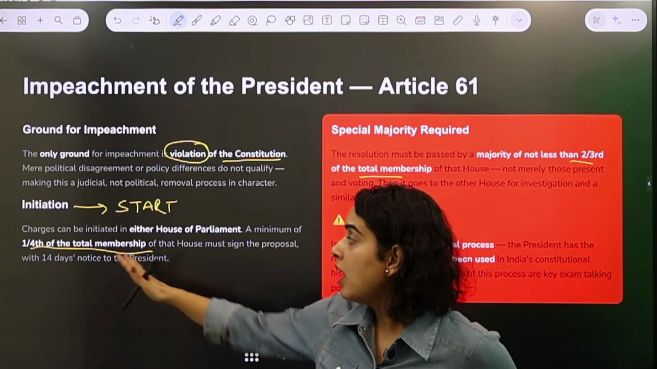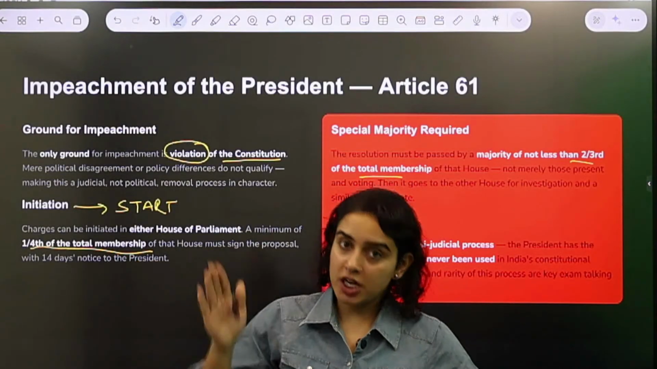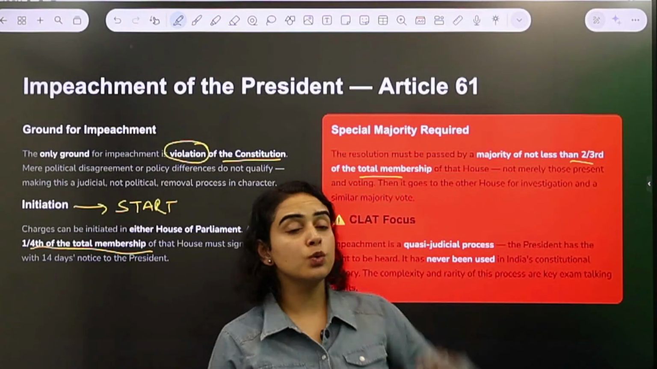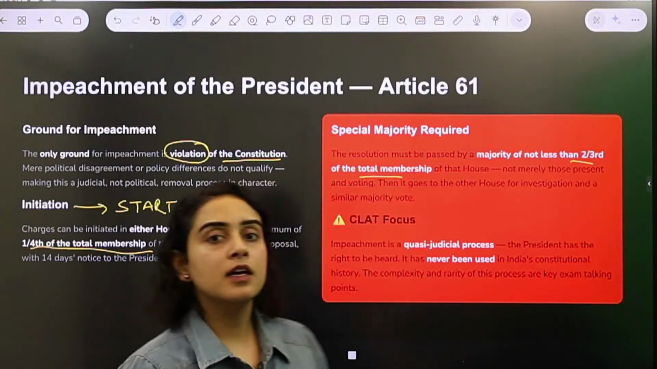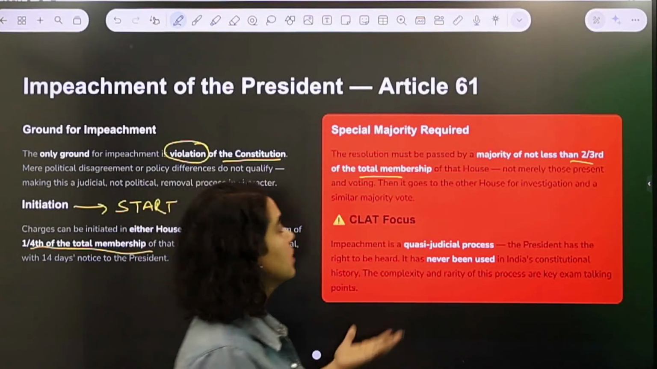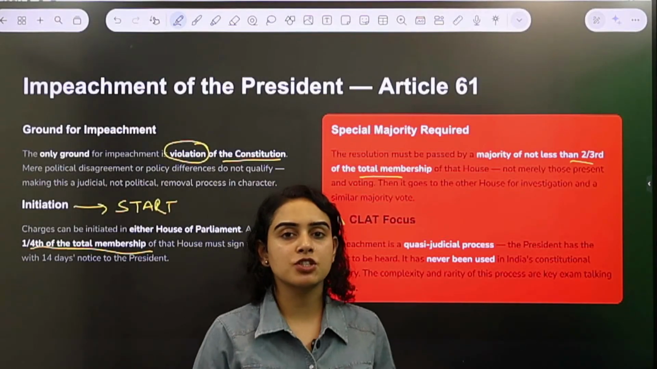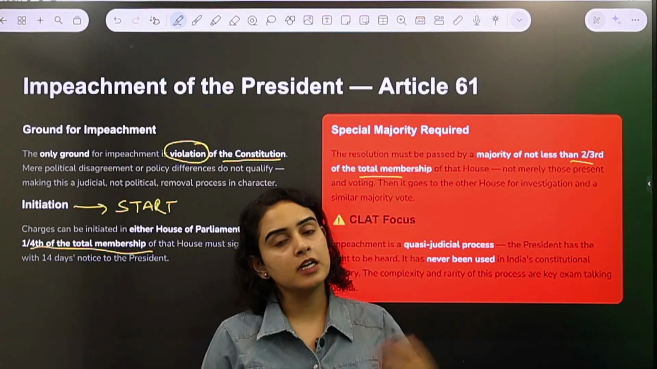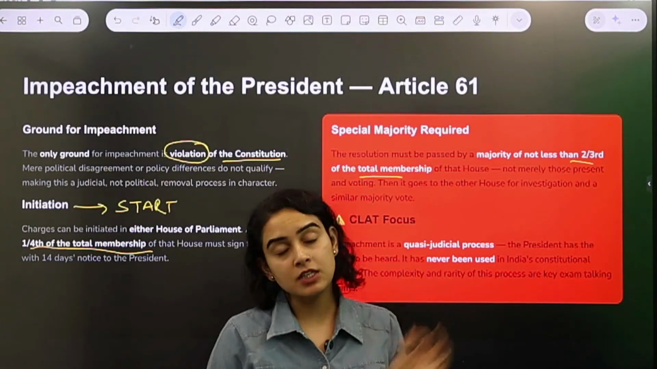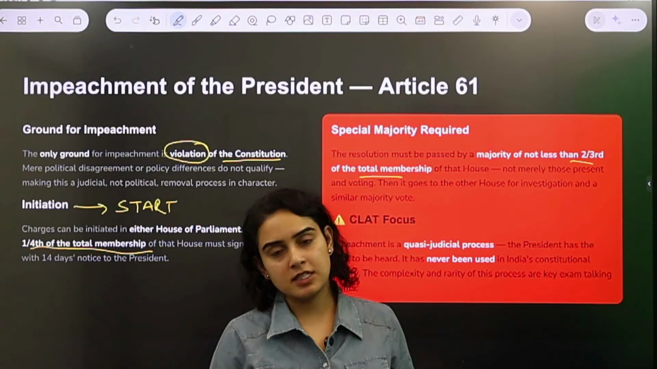Once the house which has initiated the process has given a two-thirds majority, then the resolution will be passed to the next house, and the next house also, after discussion, has to do voting and should get at least a two-thirds majority. After it all has been done, then the president will be removed.